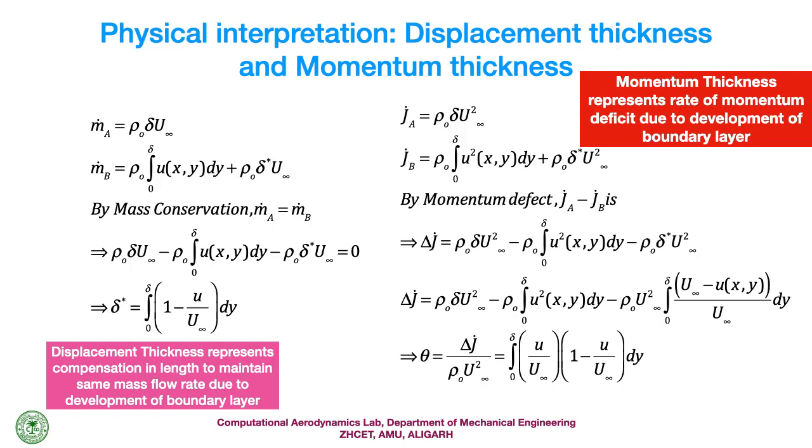So if I place this equivalence, we get the value of delta star as the integral from 0 to delta of 1 minus u by u infinity. So displacement thickness basically represents the compensation in length to maintain the same mass flow rate, which is affected due to the development of the boundary layer. So that means that since the boundary layer is developed, if you want to have the same mass flow rate, then this length is basically the compensation.